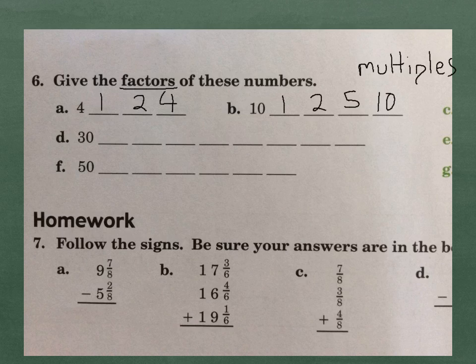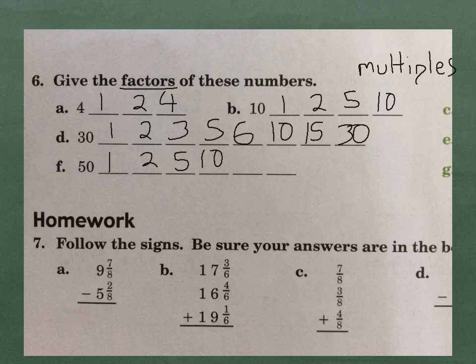I'll do D here, 30. All the numbers. Remember, put them in numerical order. It starts with 1, then 2, 3, 5, 6, 10, 15, 30. And for F, all the numbers that go into 50 would be 1, 2, 5, 10, 25, and 50.